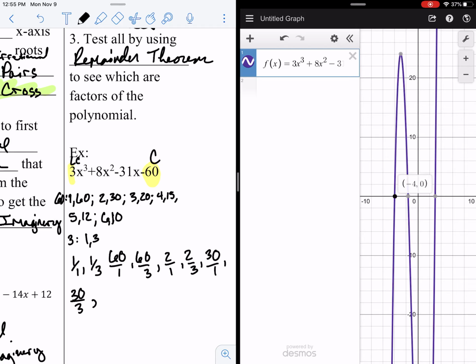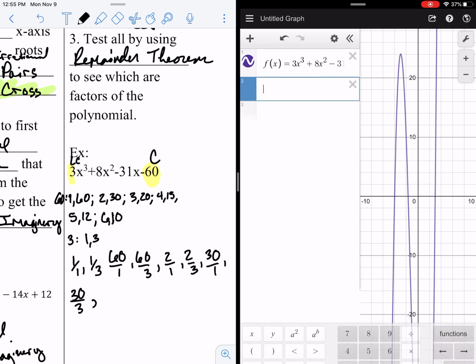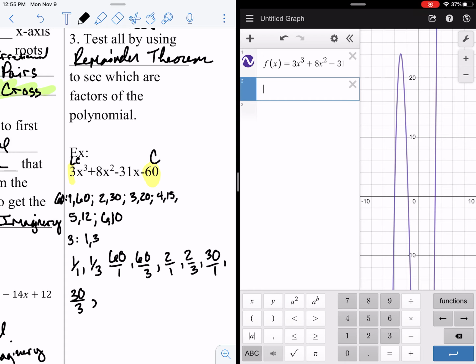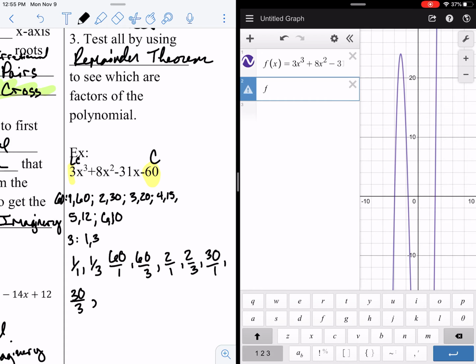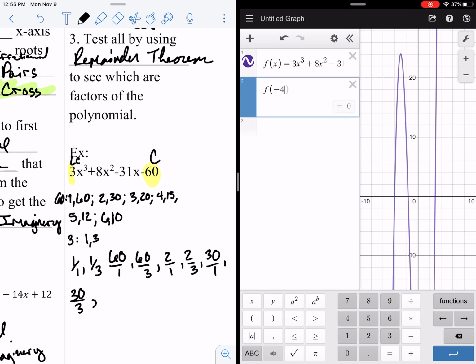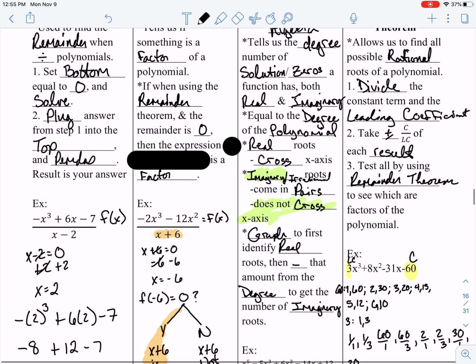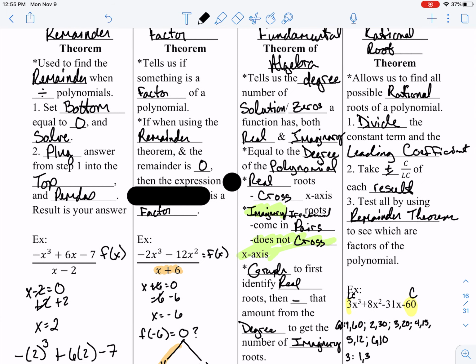And then we do this enough, and again, we get back to -4 and +3. So if I go f of -4, I get 0. And then f of 3, I also get 0. So that is how you use the rational root theorem.